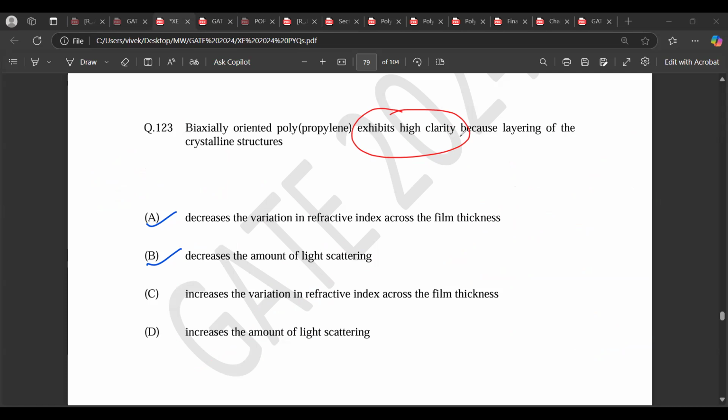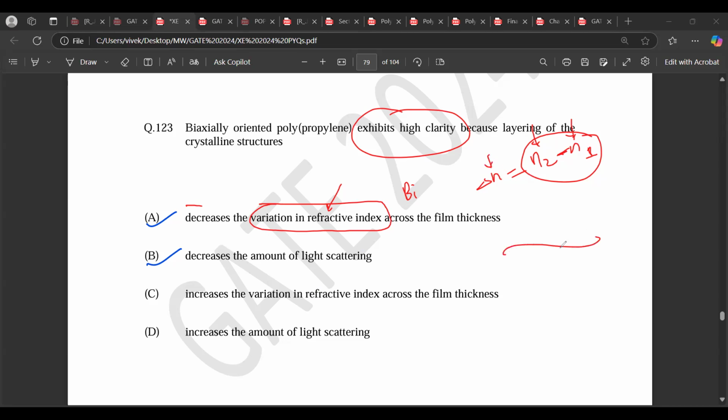Why is the high clarity? Because one of the observations, because of the orientation, is what? Variation in the refractive index. It means birefringence, a difference in the refractive index. This is only in two normal directions. You can take in many directions, right? So this is in two normal directions. We call it birefringence is reduced.